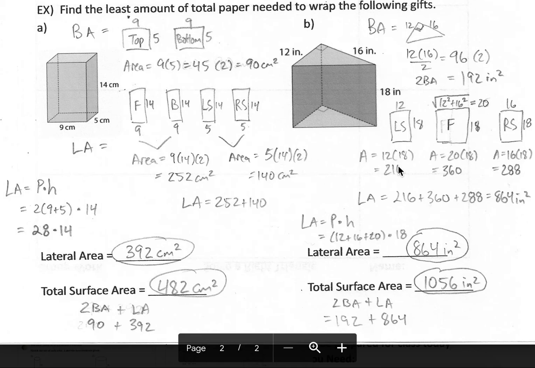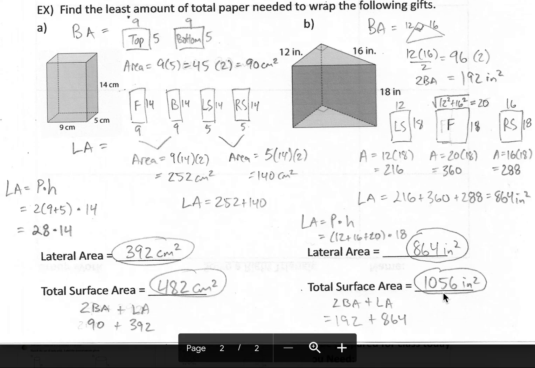Now I have the three areas needed for my lateral surface area. I have 216 plus 360 plus 288. So that adds up to a total of 864 square inches. To find the total surface area, I just need to take that lateral area and add in those two base areas. So let's take 864 and let's add double our base areas, or 192. And we get 1,056 square inches.